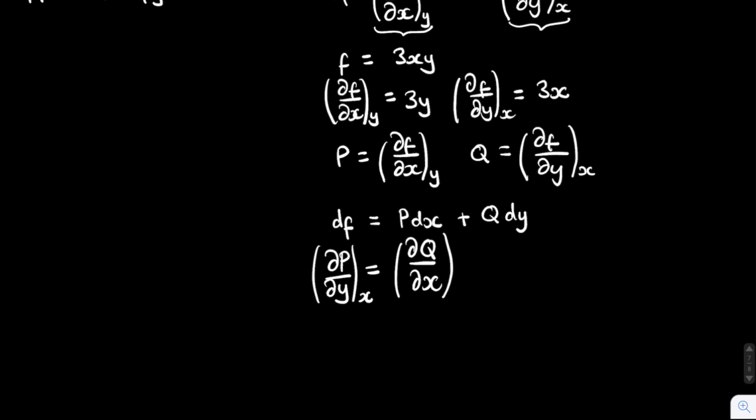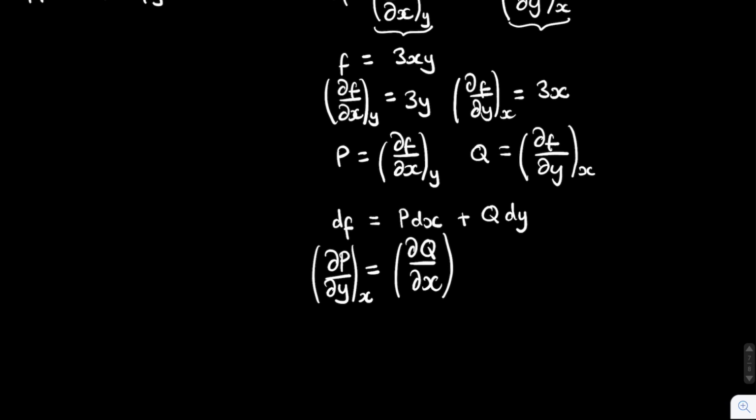So let's just think about it. What were p and q? p was the partial derivative of f with respect to x, keeping y constant. And now what have I done? I've differentiated this p with respect to y, keeping x constant. So I've essentially done two differentiations, but with respect to the two different variables. And the same applies for q.